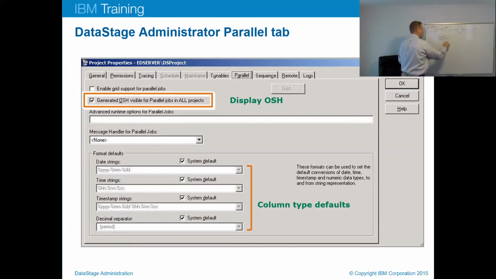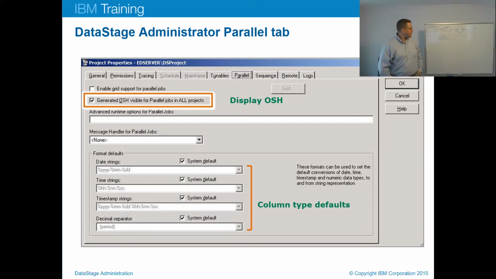Now, that orchestrate shell script, by default, is being written not for us, it's being written for the DataStage engine to interpret. Which is as it should be. Most of the time, we don't want to see the OSH. But in development, you might want to see the OSH. So checking the box here on the parallel tab, the option that says generated OSH visible.